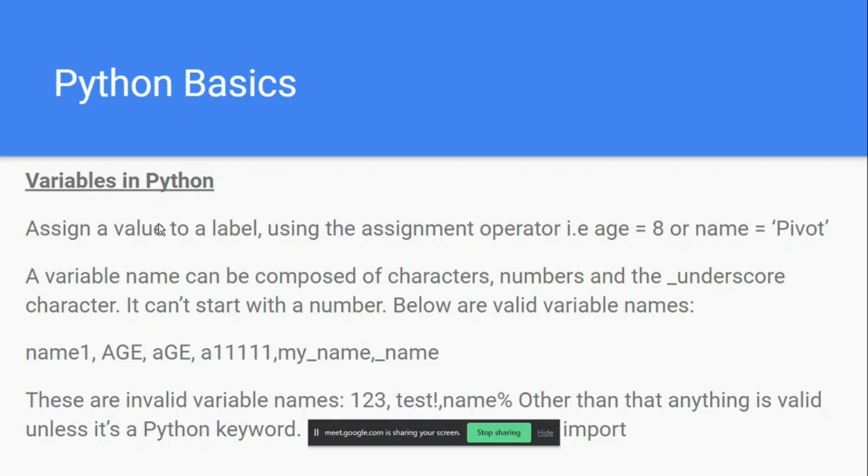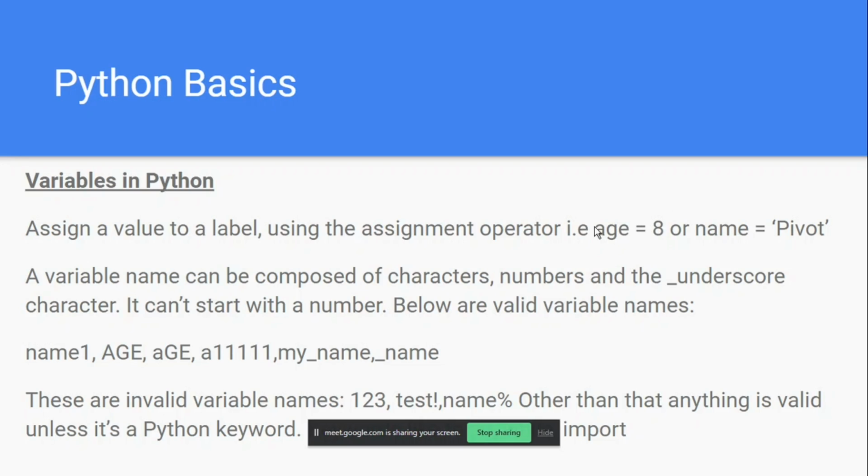So a variable, basically, I don't want to generalize that everyone is familiar with programming languages, but variables are basically where you assign a value to a label using the assignment operator. So in Python, the goodness with Python is you don't have to define the data type. For instance, if I want to declare a variable age with a value of 8.